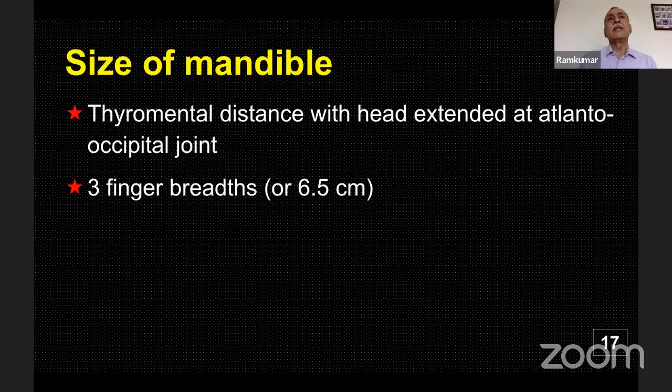Now, if you want to get an anatomical idea or a size evaluation of the submandibular space, we look for what is called the thyromental distance. Okay, from the thyroid cartilage to the chin, you look at the distance with the head extended and you measure the horizontal distance. Again, an approximation is 3 finger breadths, or an actual value is 6.5 centimeters.